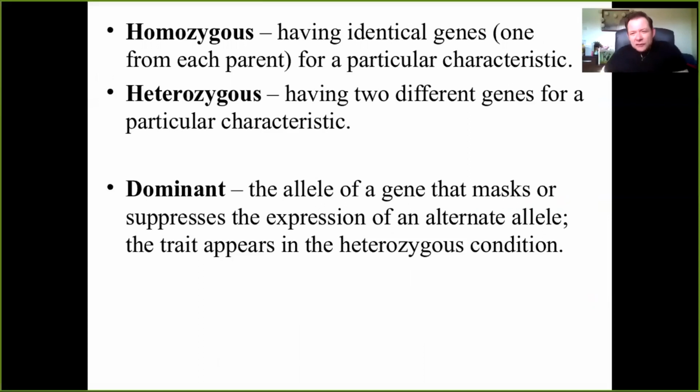Now let's get into the nitty-gritty. Dominant: the allele of a gene that masks or suppresses the expression of an alternate allele, the trait that appears in a heterozygous condition. So, for example, the brown-eyed allele of the eye color gene is dominant over the blue allele. My mother had blue eyes, which means she must have carried two blue-eyed alleles, because if she had a brown-eyed allele, it would have been dominant over the blue one, and she would not have had blue eyes.